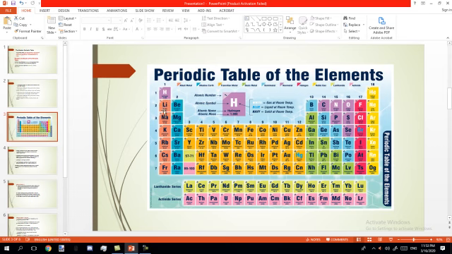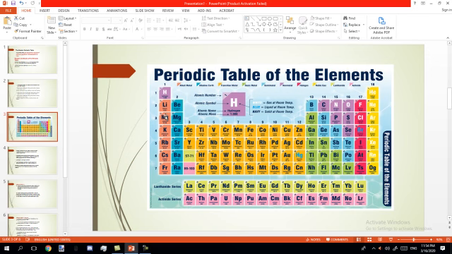Group 1 starts from hydrogen to francium, but as you can see, hydrogen has a different color than the other elements. Why? Because hydrogen has unique properties. It's not similar to the elements in its group. It can act as metal or non-metal according to the conditions of the reaction. So hydrogen has its own group. It doesn't belong to the elements of group 1 in its properties, nor to other groups.